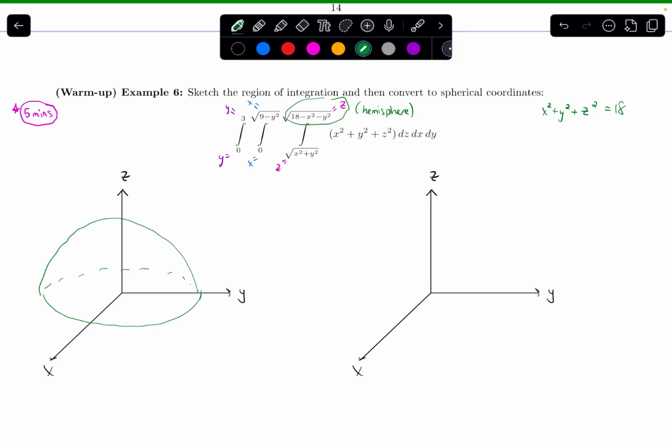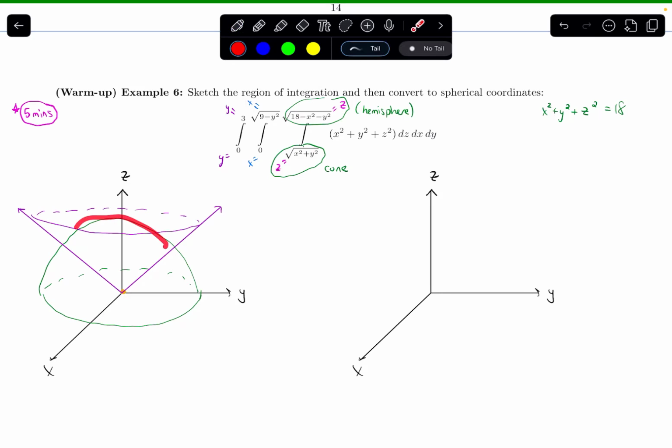Okay, so what about this bottom limit of integration? Well, z equals the square root of x squared plus y squared. That is a cone, where its vertex is at the origin. And then I draw upwards. We've seen that a bunch, I think, in multivariable calculus. Okay, so I got this upward facing cone. I'll draw one of these circular cross sections to make it look a bit more 3D. So I got this cone that's slicing through this hemisphere.